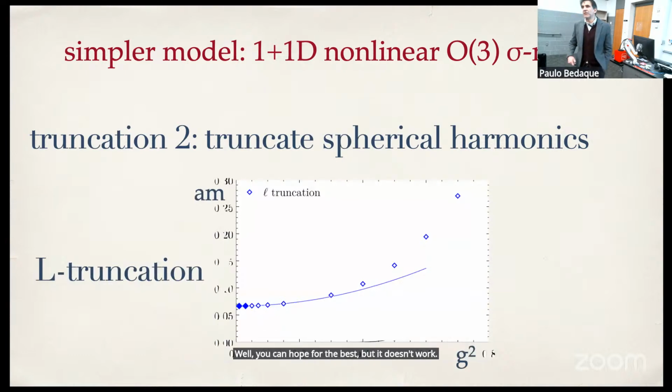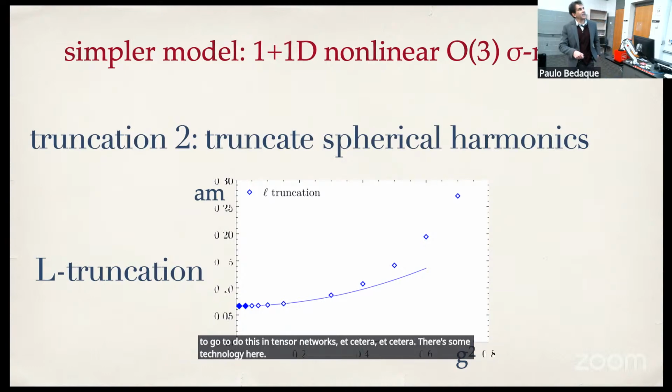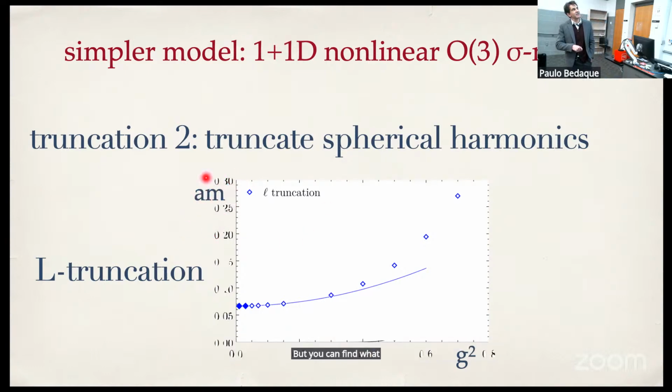So people have done the following calculation, not in quantum computers, but they put this Hamiltonian. You can do direct diagonalization, or you have to go using tensor networks, et cetera, et cetera. There's some technology here. But you can find what correlation lengths or masses are in this theory as a function of G.